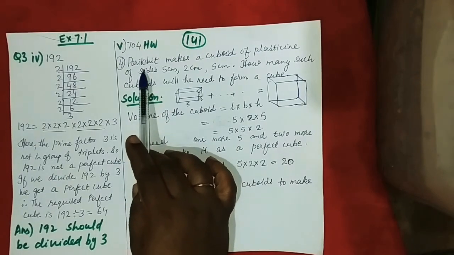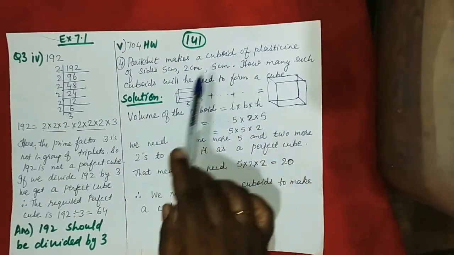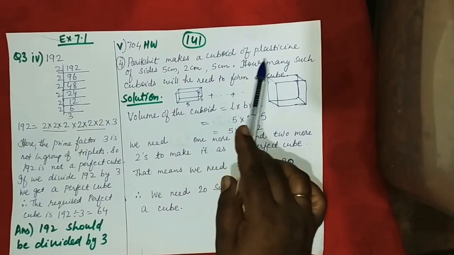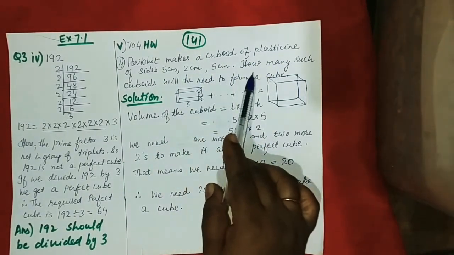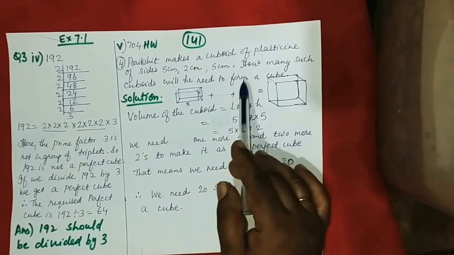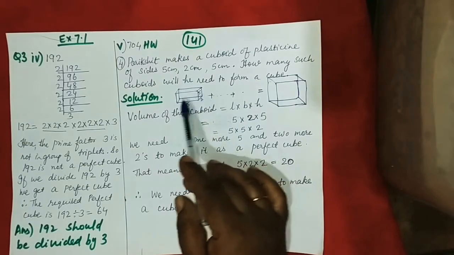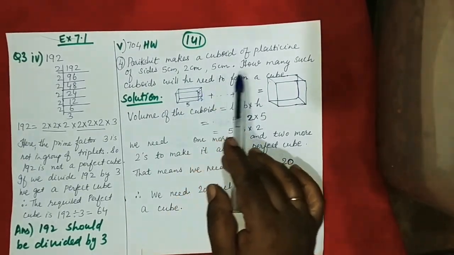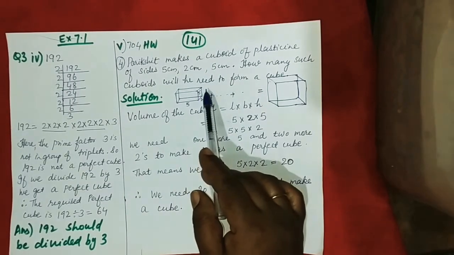Next question: Parikshit makes a cuboid of plasticine with sides 5 cm, 2 cm and 5 cm. How many such cuboids will he need to form a cube? He is making a cuboid and afterwards he is making it into a big cube. So many cuboids are required for forming a cube. We have to find out how many cuboids are required.